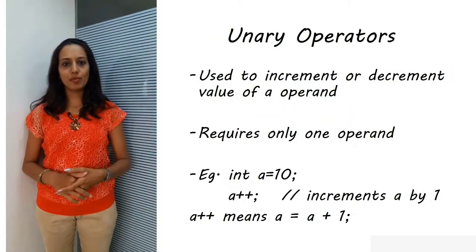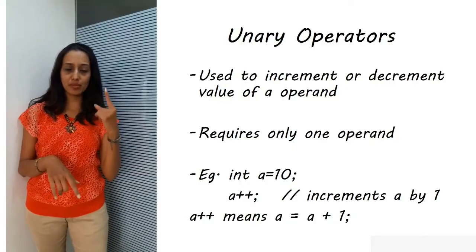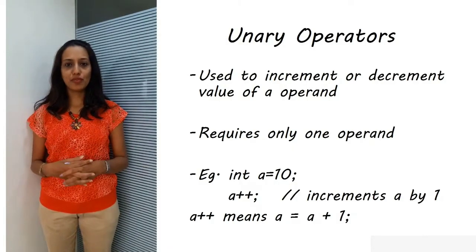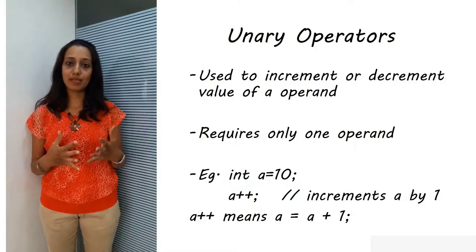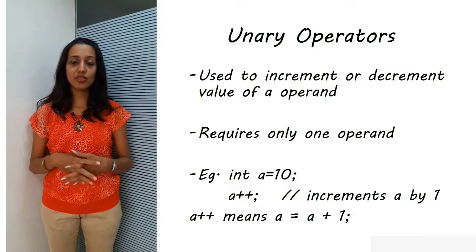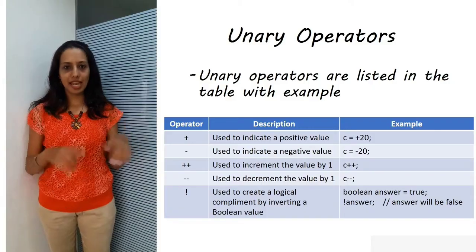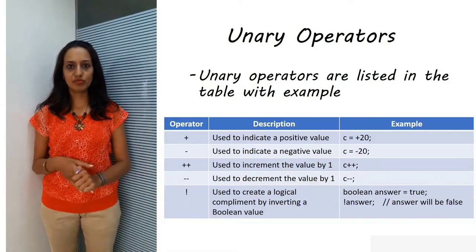The next set of operators is the unary operators. These unary operators are unary because they work only on one operand. Most commonly they are used for incrementing or decrementing the value of a variable by 1. The most common of them are the plus plus and the minus minus, but there are several other unary operators with different functionalities which we are going to see. On screen you can see again a table which is listing all the unary operators supported by Java.